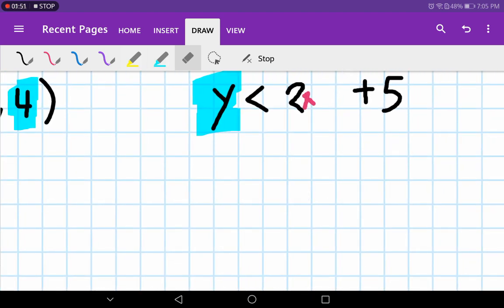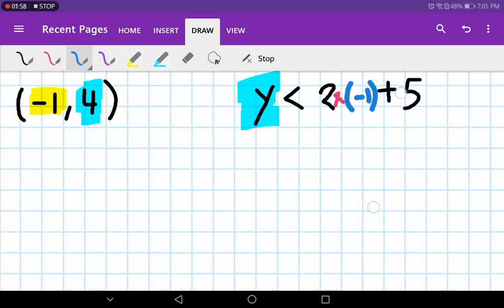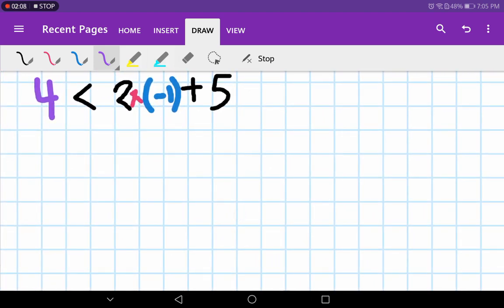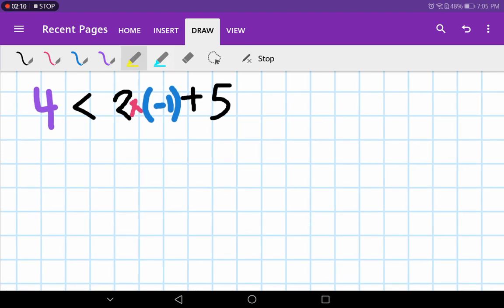I will write it here. It is negative 1, and you erase the y and put 4. So I replace the y here by 4. Now we do some calculation. You multiply the 2 with negative 1, which equals negative 2.